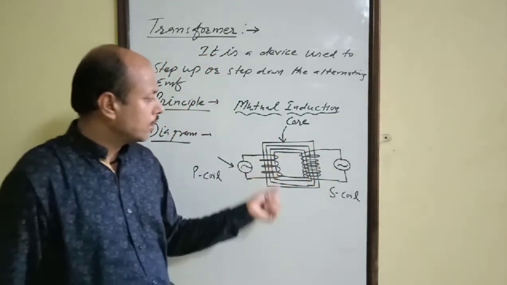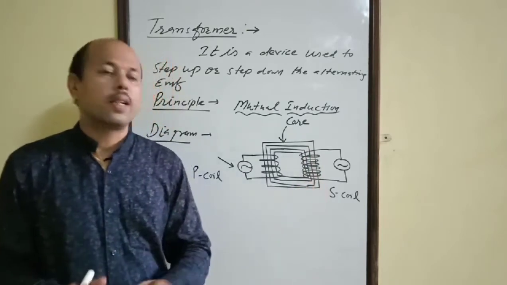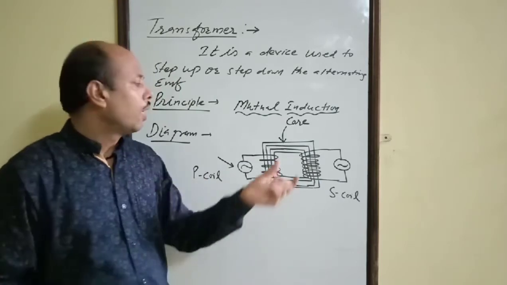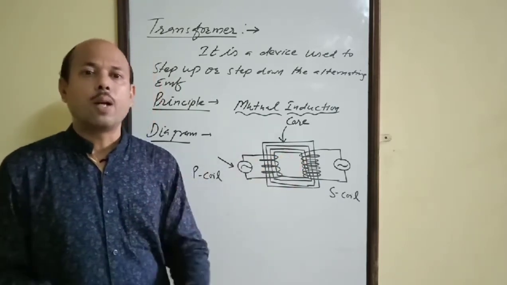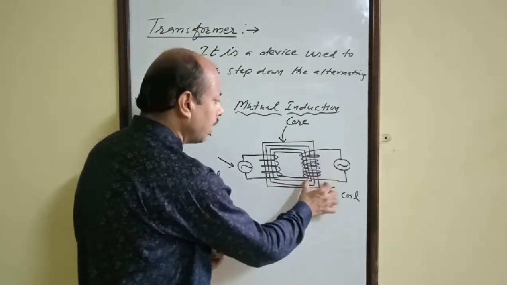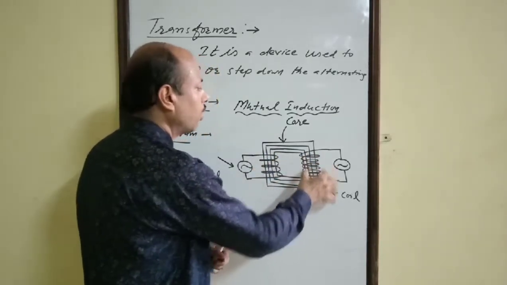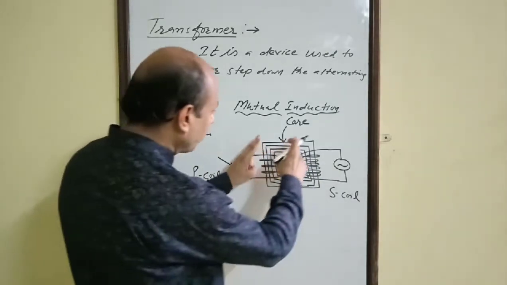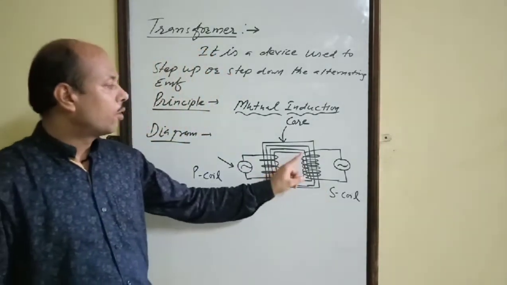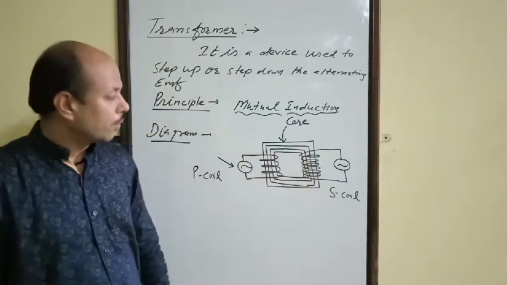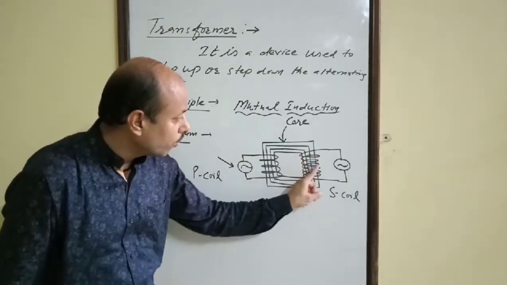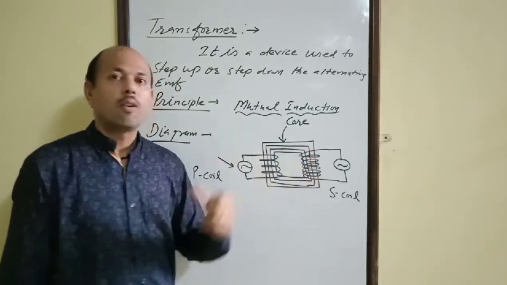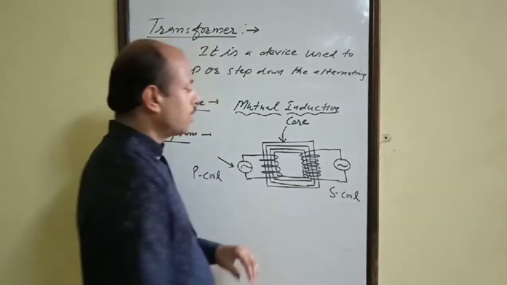Just after some time we will see that the number of turns in the secondary coil will decide whether it is step up or step down. If this number is high in comparison to this, it is known as a step up transformer. That we will discuss just after 10 minutes. But here from the diagram you can easily identify. I have drawn the diagram of a step up transformer because here I have drawn more wires, or more number of turns. The number of turns will decide whether it is step down or step up. So here is the diagram of a step up transformer.